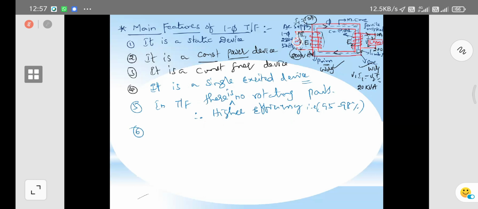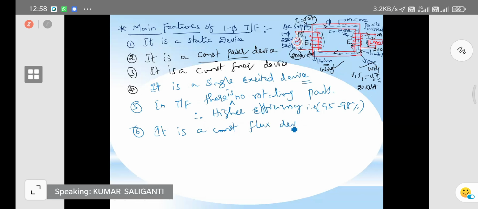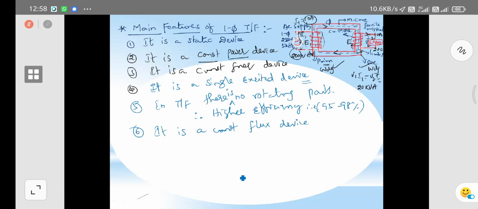Next, it is a constant flux device. So these are the main features of a single phase transformer. It is a constant flux device.